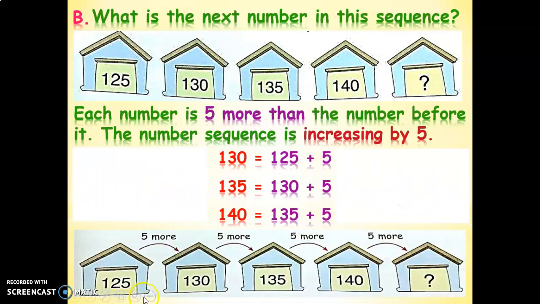From the same example, 5 more than 125 is 130. 5 more than this is 135. 5 more is going to be 140. And the last answer, if we have to add 5 more, should be 145.